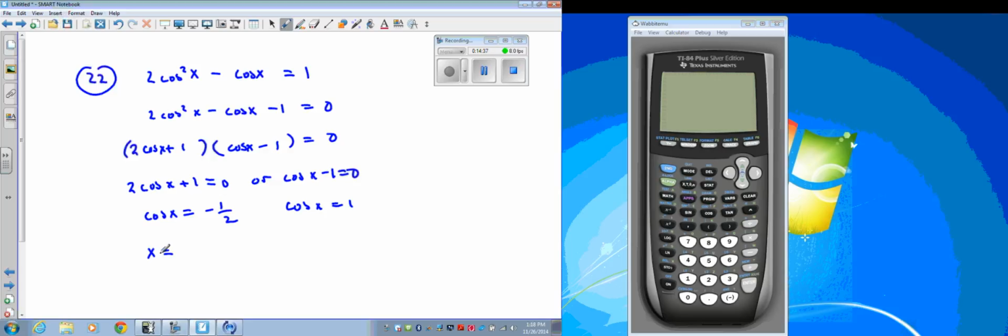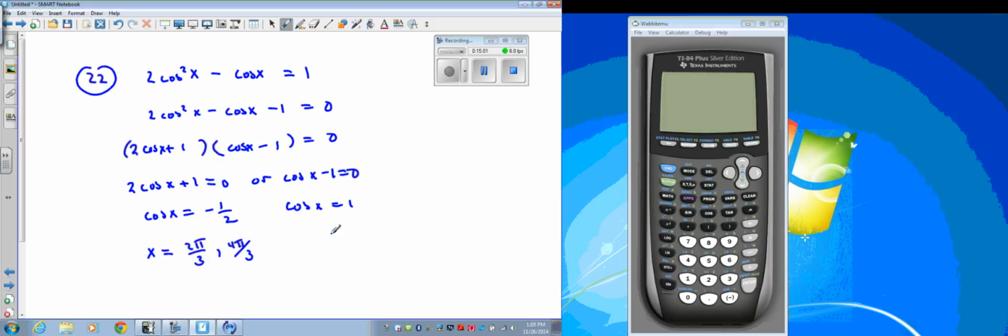The first time negative 1/2 appears for cosine would be 2 pi over 3. Okay. And shouldn't there be another one? Yeah, there is. I just gotta keep going. Okay, so 4 pi over 3. Everyone agree? 4 pi over 3.